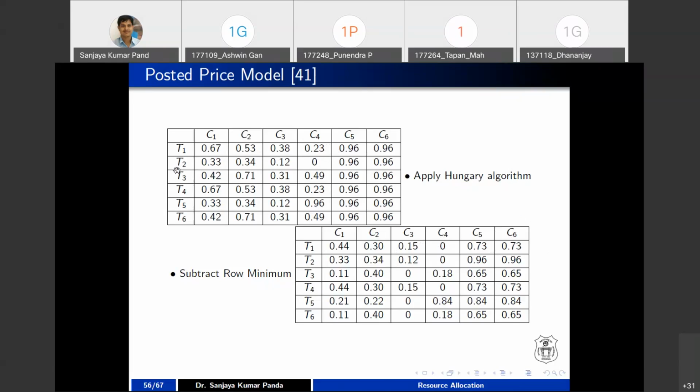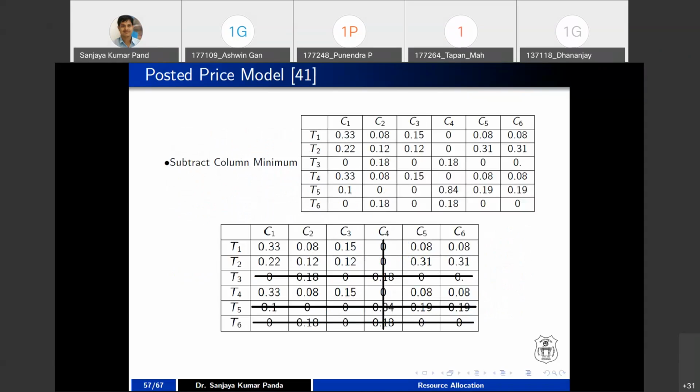Similarly, you find the minimum of each row. For the T2 row, the minimum is 0. As the minimum is 0, the row remains unchanged. Similarly, in the T3 case, the minimum is 0.31, so you have to subtract 0.31 from the third row, just this particular row. Once you have subtracted the row minimum, what do you have to do?